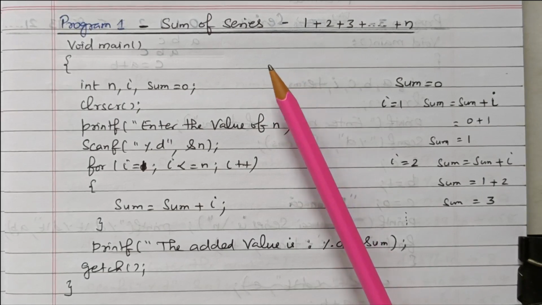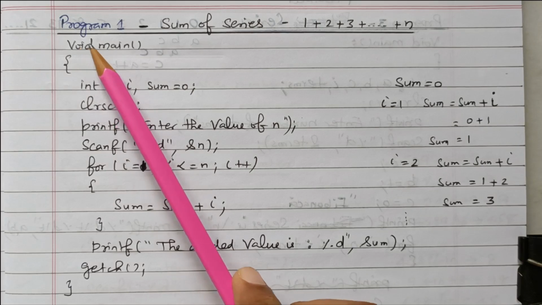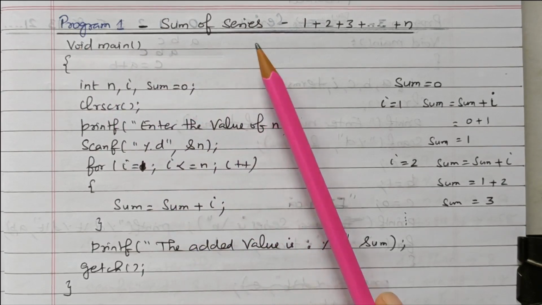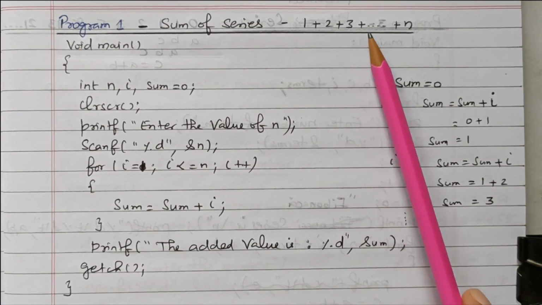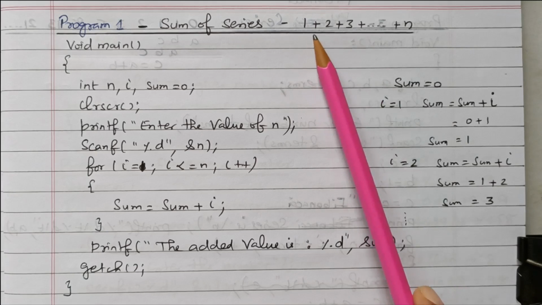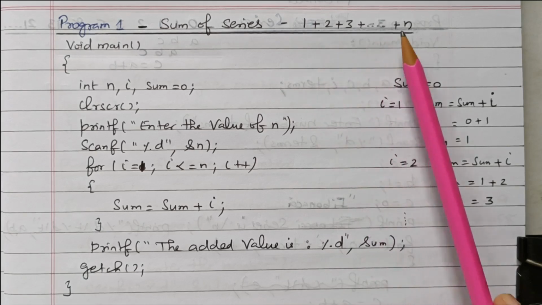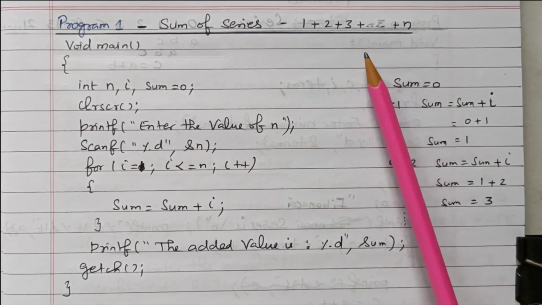C programming language. Now we'll go to the topic. So using the C program, we need to find program 1, that is the sum of a series. The given series is 1 plus 2 plus 3 up to n. It increases by 1 each time: 1 plus 1 is 2, 2 plus 1 is 3, like that up to n numbers. We need to find the sum of this series.